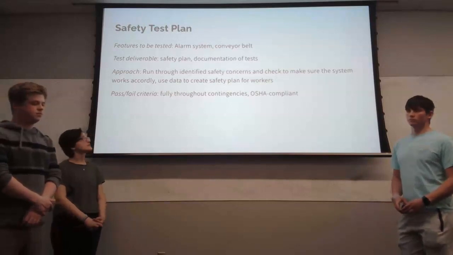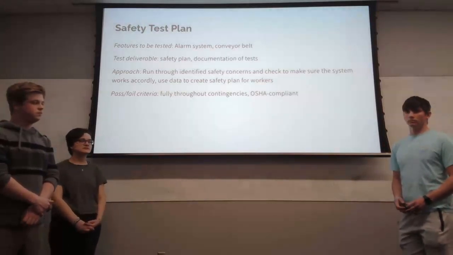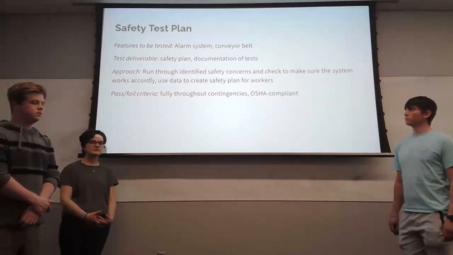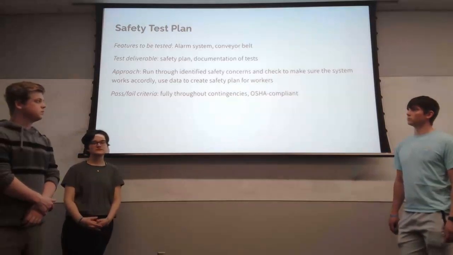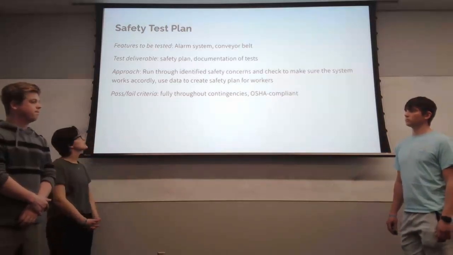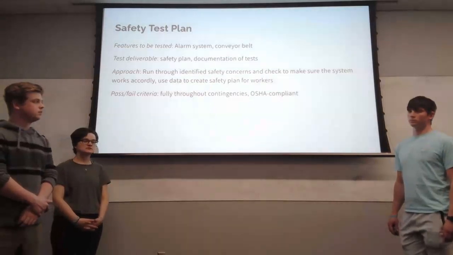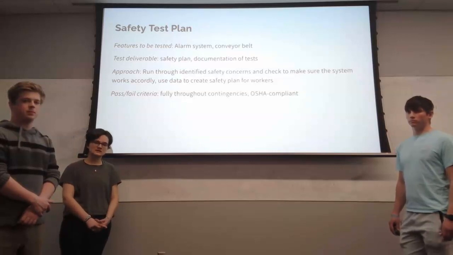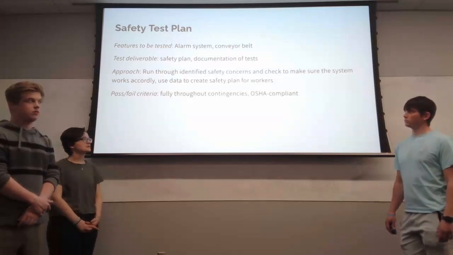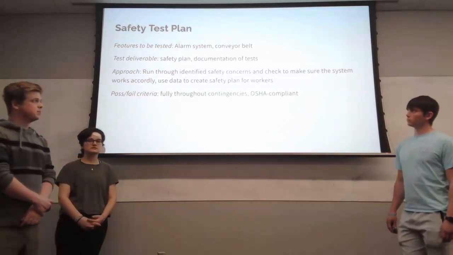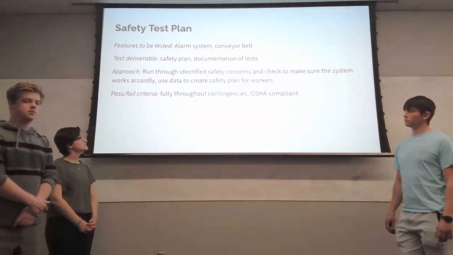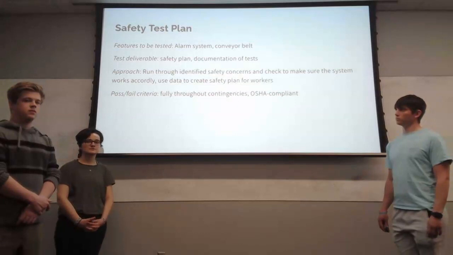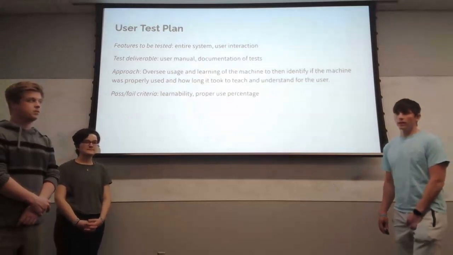Next is the safety test plan. The features to be tested are mostly the alarm system and the conveyor belt. The deliverables will be a safety plan that could be used in the future and any documentation of the testing for a backlog. The setup of the test would include identifying any safety concerns, then testing to make sure that the system works accordingly, adjusting based on that, and creating the safety plan for workers based on the data gathered. The pass-fail criteria is checking to make sure that there are fully thought-out contingencies and that they're OSHA compliant.